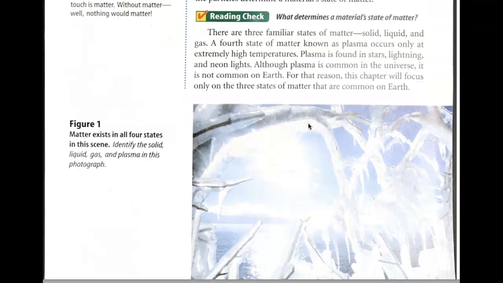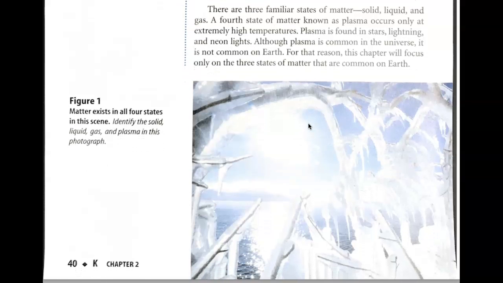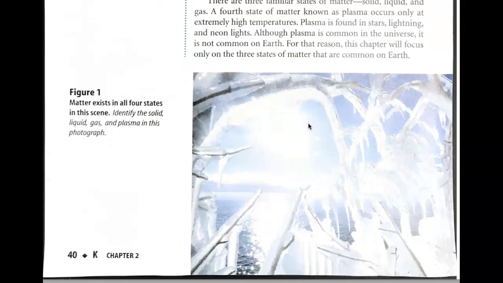There are three familiar states of matter: solid, liquid, and gas. A fourth state of matter, known as plasma, occurs only at extremely high temperatures. Plasma is found in stars, lightning, and neon lights. Although plasma is common in the universe, it is not common on Earth. For that reason, this chapter will focus only on the three states of matter that are common on Earth.